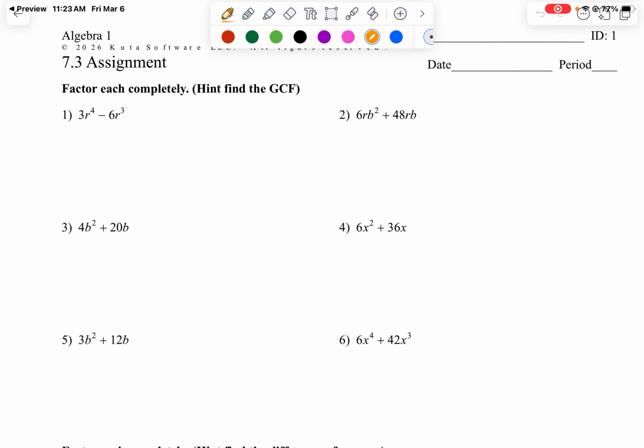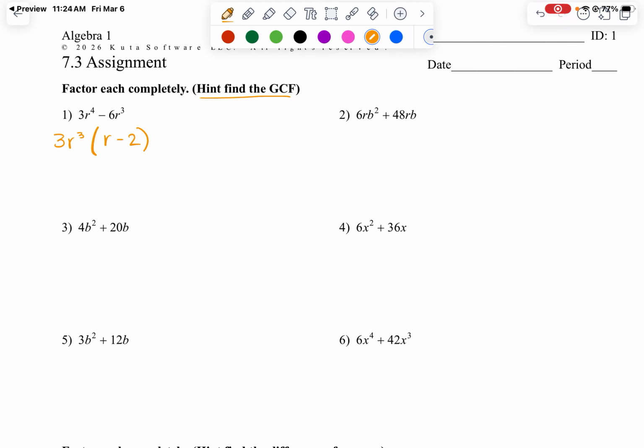Okay, I'm going to go through all of the odd questions and the answers for the evens. So for number 1, all of these want us to factor completely, and it tells us a hint: we have to find the GCF. So for number 1, the greatest common factor for 3r to the 4th and negative 6r to the 3rd is 3r to the 3rd, because we can always take out whatever the smallest exponent of the common variable is, which will leave us with r minus 2. Okay, that is our first term here.